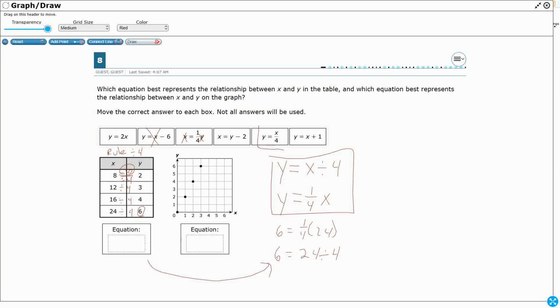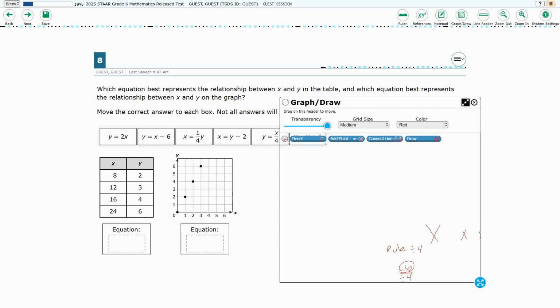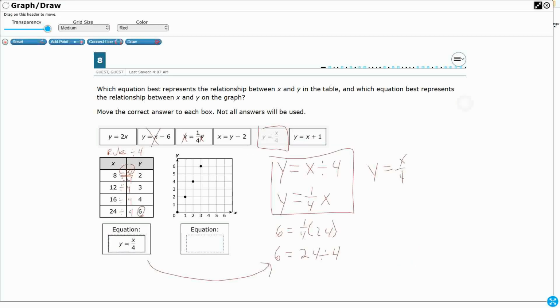So I see, here we go. This is another way to represent it. So I didn't list this, but y equals x over 4. It's the same thing as x divided by 4, which is the same thing as 1/4 times x. So all three of these are the same way to represent it. So that's going to be our first right there.